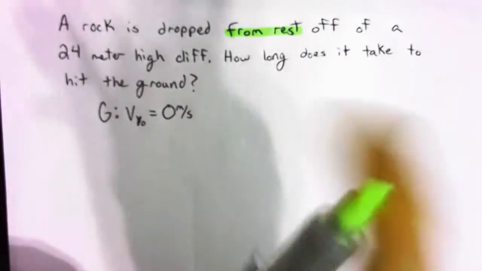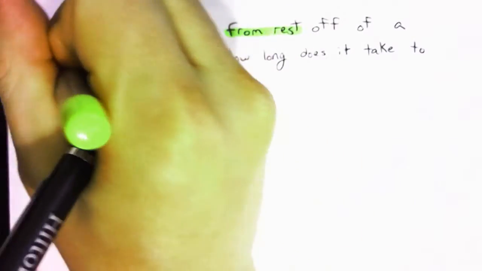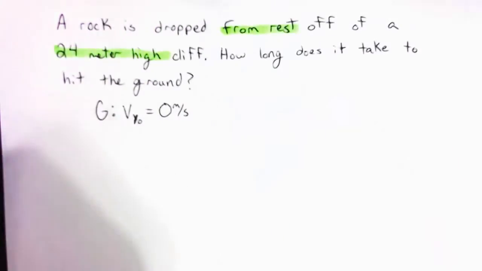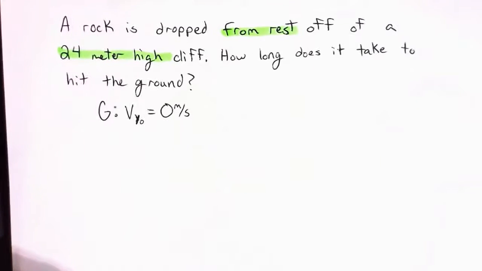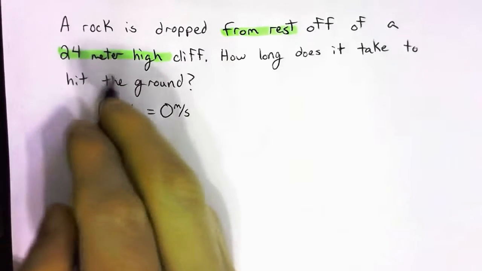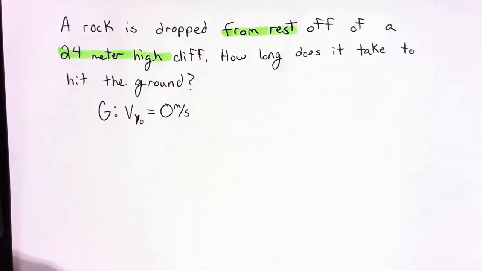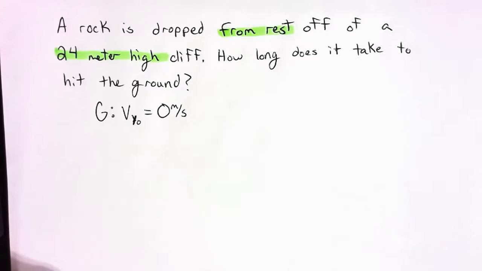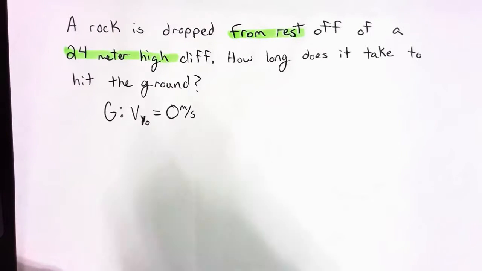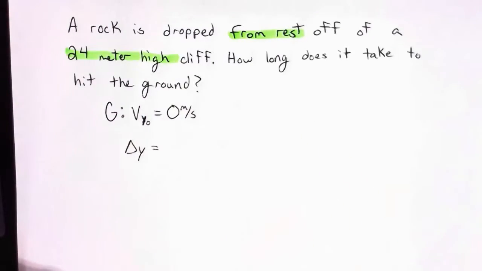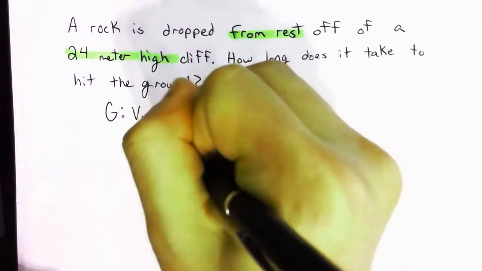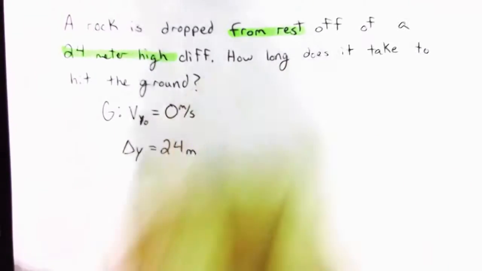Off of a 24-meter high cliff. So a 24-meter high cliff would be my next given here. That would be my height, my change in height. I could write an initial height is 0 and a final height is 24 or something like that, but we'll keep it simple and write my change in position. I know we're going from the top to the bottom, so my change in position will be 24 meters.